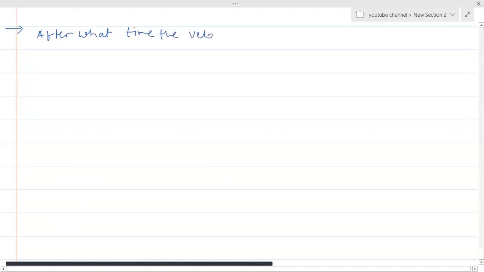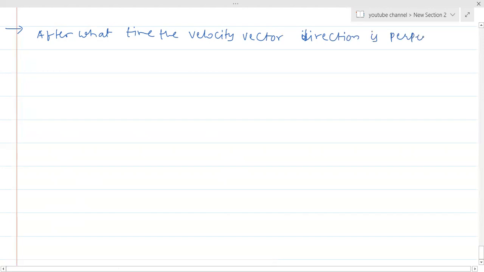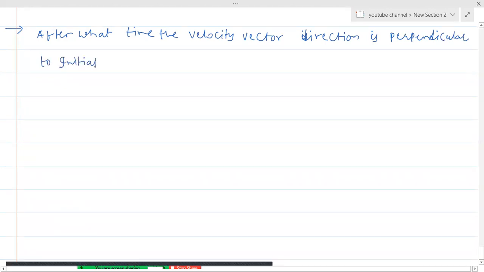Now we also have some more important basics right over here. After what time is the velocity vector direction perpendicular to the initial velocity?